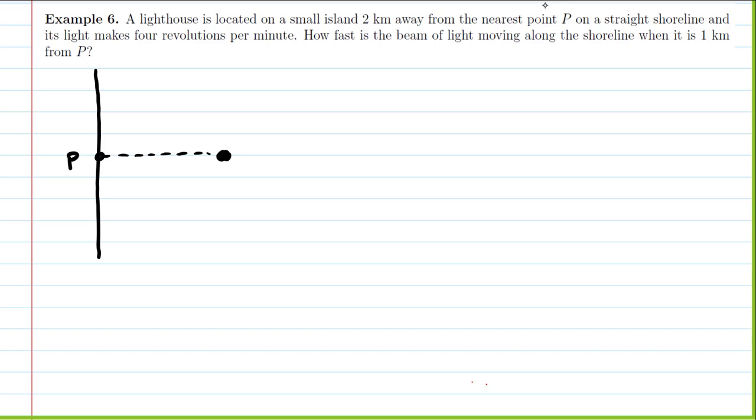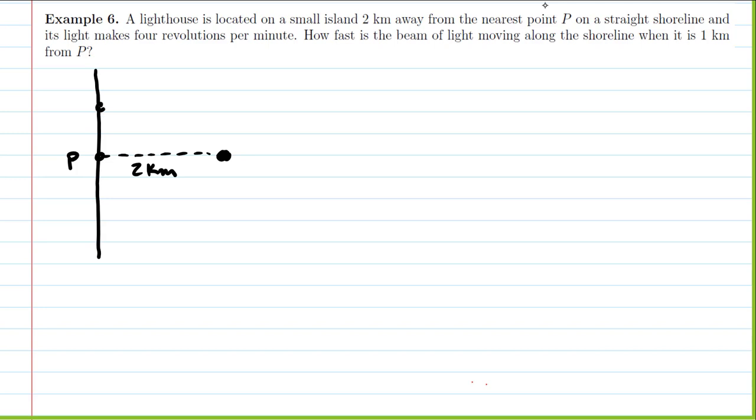Here's our point P. Here's our lighthouse. We know that this distance is 2 kilometers, and we have our straight shoreline. We know that the lighthouse makes 4 revolutions per minute. How fast is the beam of light moving along the shoreline when it is 1 kilometer from P?